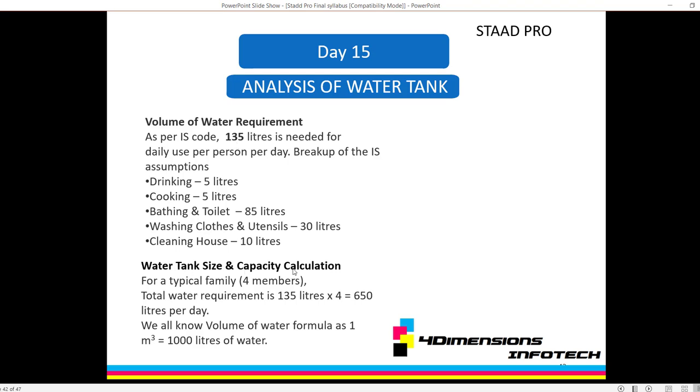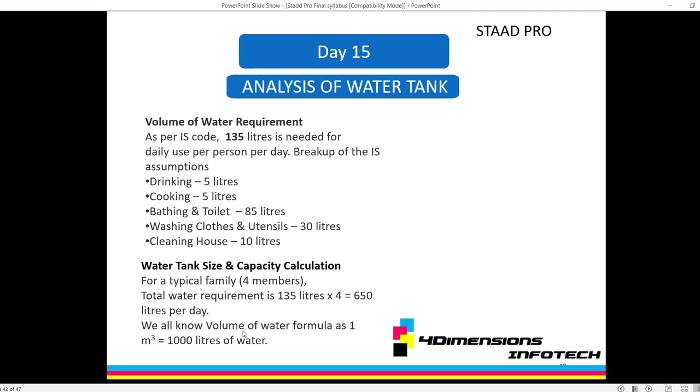Then water tank size and capacity calculation. So let's assume some things to better understand. For a typical family of 4 members, total water requirement is 135, that is the per person water requirement, multiplied by 4 persons. Total is 650 liter per day. Like this way you can calculate the total volume of the water required for the population.